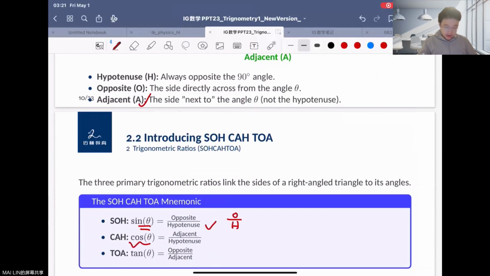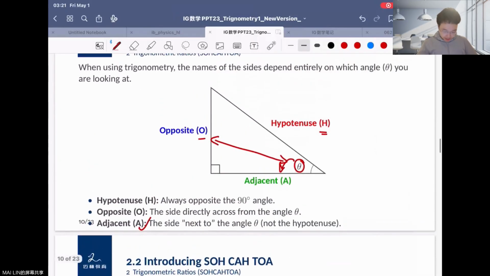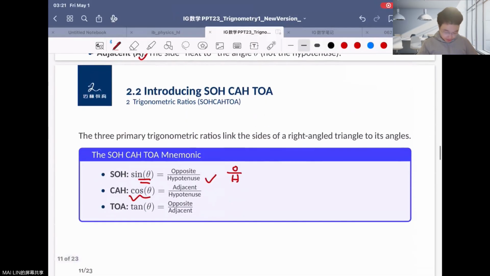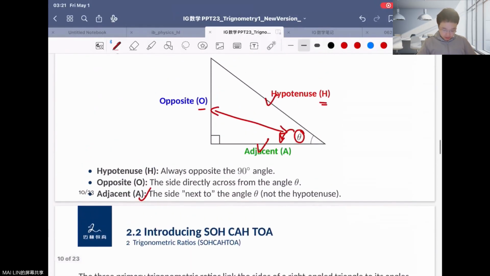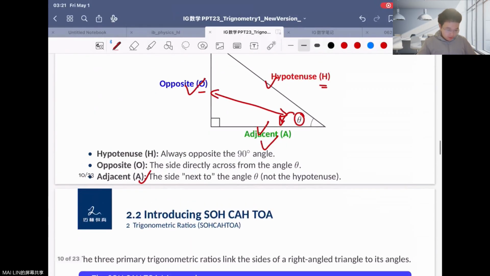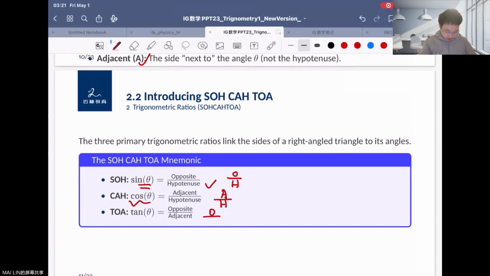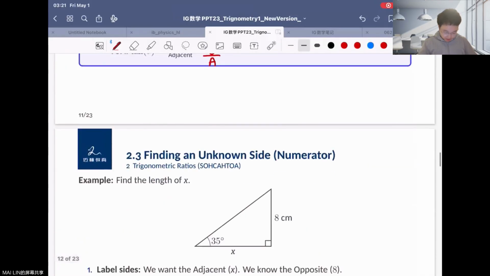Here we have cosine theta, which equals the adjacent side over the hypotenuse side. The adjacent side is this one, and this is the hypotenuse side. So we can also write that as A over H. And tan theta equals the opposite side over the adjacent side. So that is opposite over adjacent.